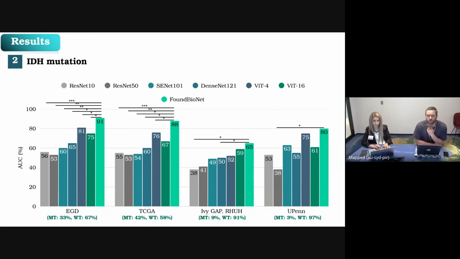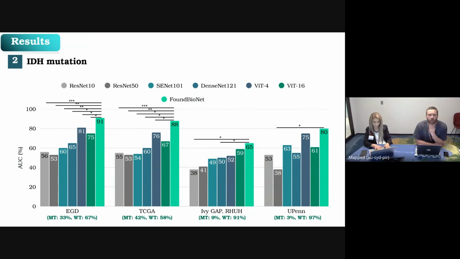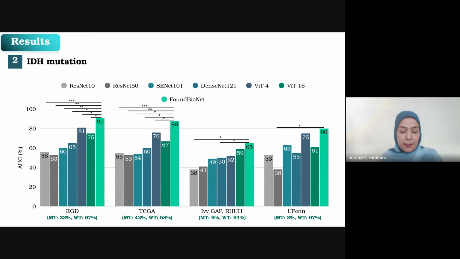What are the lines and stars on this diagram? Sorry. These are statistical differences. Okay, all right. Yeah. Based on the distribution of data and all of these statistical rules.